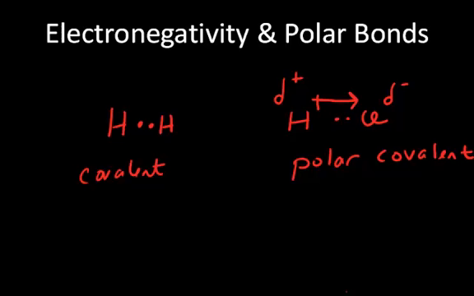negative pole. Now, it's important to note that there are different degrees of polarity, and so the electronegativity scale was developed by Linus Pauling and others to help quantify how polar a covalent bond is.